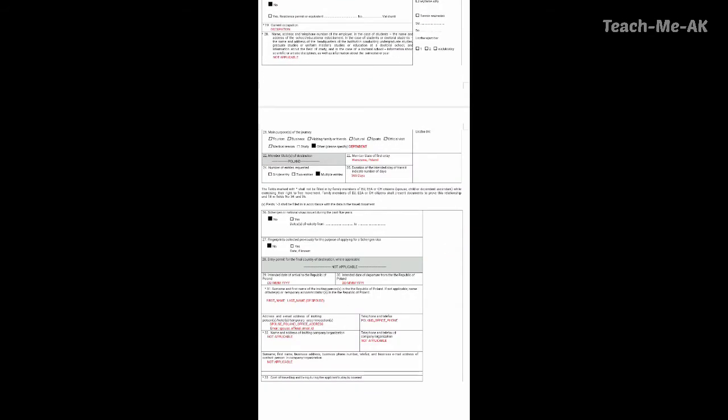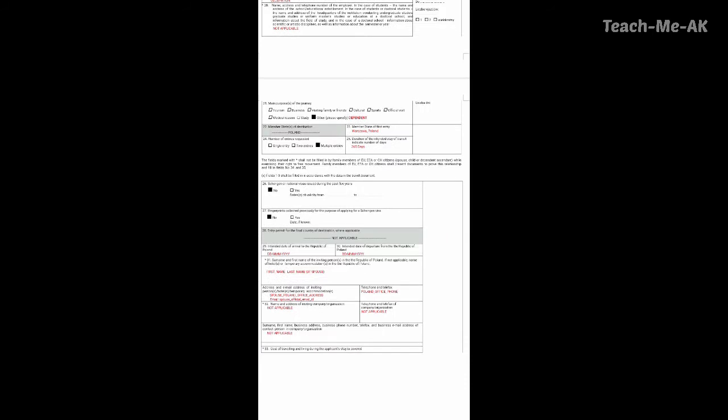Going to the 21st question, main purpose of the journey. So here, since it is your dependent spouse who will be accompanying you as a primary applicant, please select the others option here and mention it as dependent.